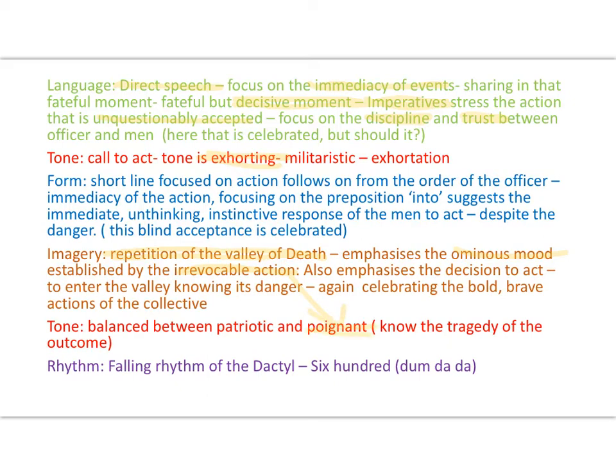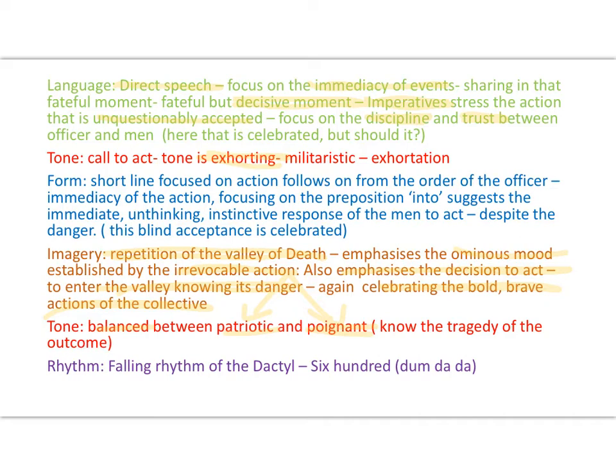We know that these men are choosing to ride into their death. But also we have an idea that the mood is patriotic, and we've got a balance between the poignant and the patriotic, because the poem is emphasising the decision to act, to enter a valley knowing the danger, and therefore what the poem is doing, it's celebrating these bold and brave actions of the 600. Again, that idea of the men as a collective.